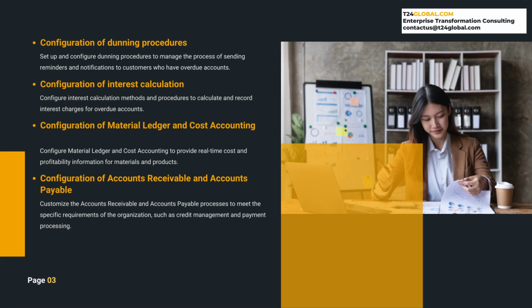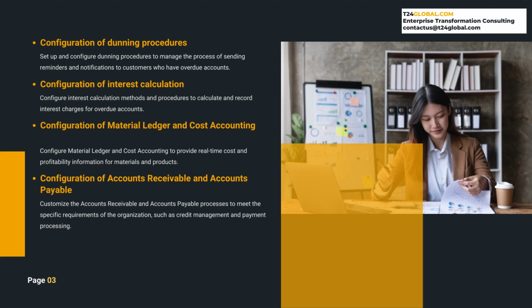Configuration of material ledger and cost accounting. This customization involves configuring material ledger and cost accounting to provide real-time cost and profitability information for materials and products. The key roles involved include the finance manager, who defines the material ledger and cost accounting settings, and the technical consultant, who configures the system. The activities involved include defining the material ledger, configuring the cost component structure, and setting up the actual costing.